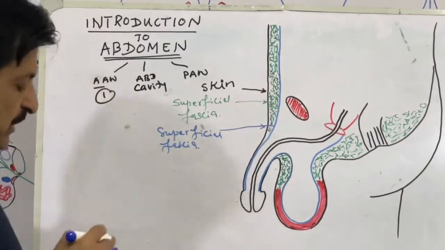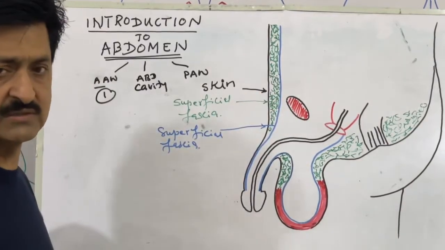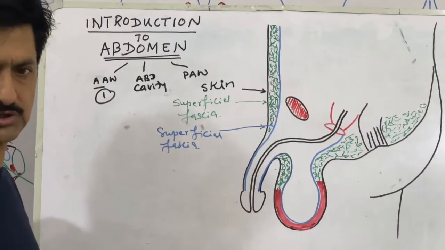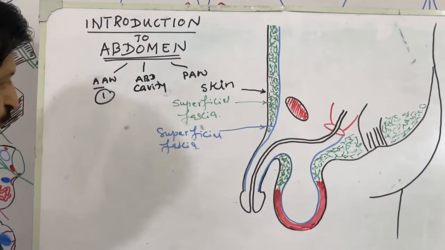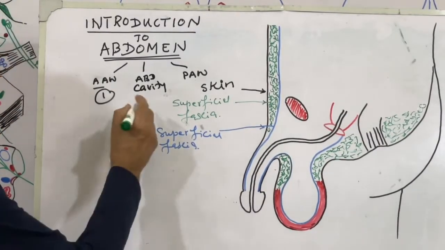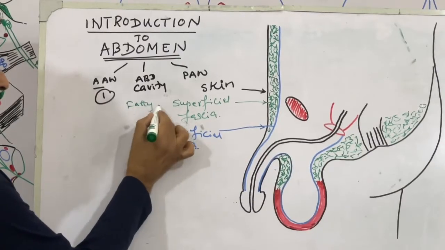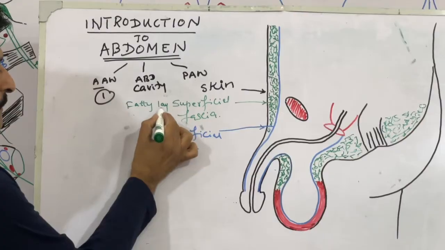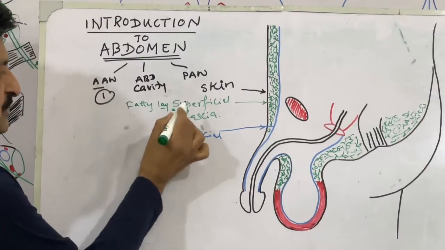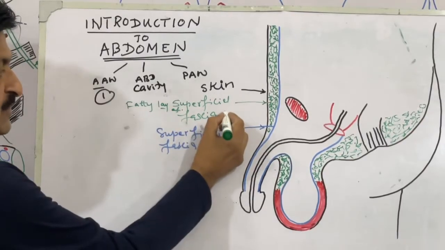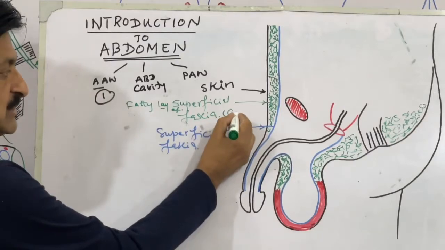This layer, which is under the skin, consists of a lot of adipose tissue, and you call it the fatty layer of superficial fascia. So the first layer will be called the fatty layer of superficial fascia. And this fatty layer of superficial fascia is also called Camper's fascia.